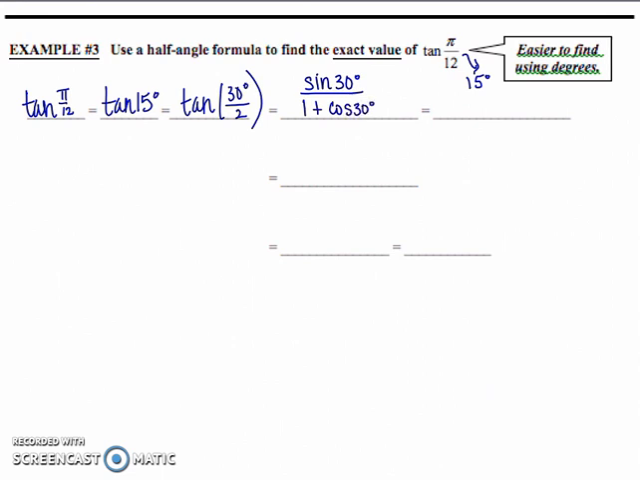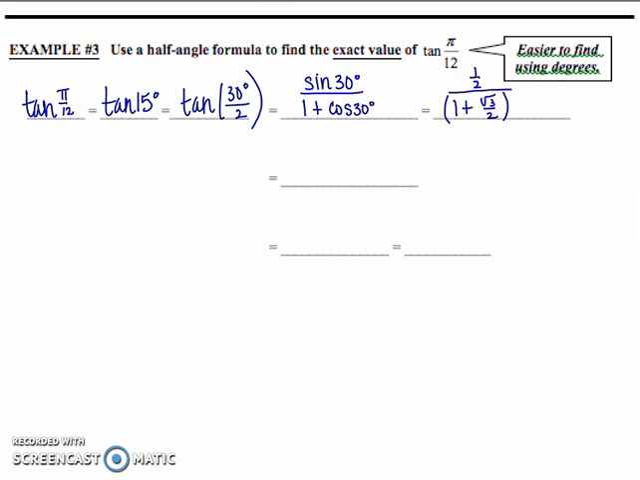Sine of 30 degrees is 1/2. So I'm going to erase that so we don't get confused here. So sine of 30 degrees is 1/2. And cosine of 30 degrees is the square root of 3 over 2. So now I have one of those fun denominators where I know that my next step is going to be that I will need to multiply by a conjugate, right?